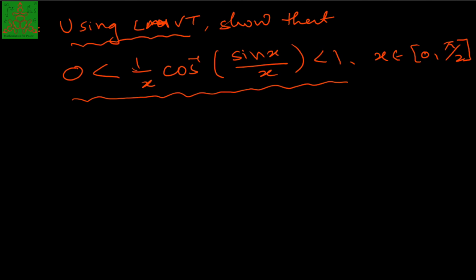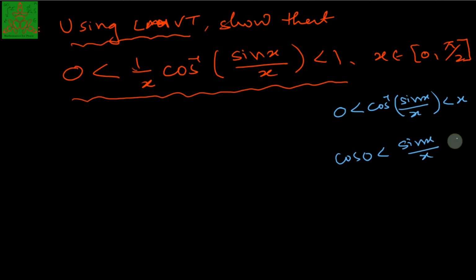Let us do some rough work here. If I multiply by x both sides, this gives me 0 less than cos inverse of sin x upon x less than x. If I apply cos, then it will be cos 0 is less than sin x upon x less than cos x. We know that cos 0 is 1. So it is 1 is less than sin x upon x is less than cos x.